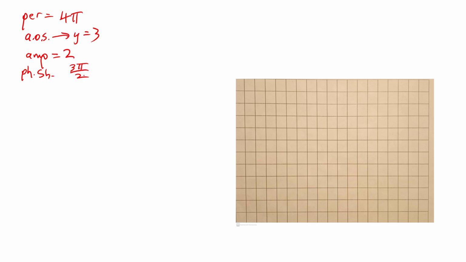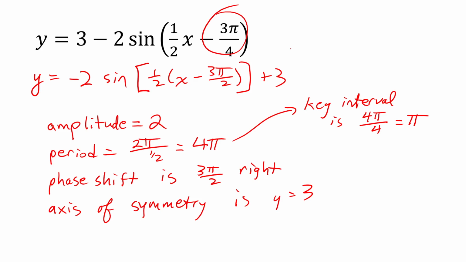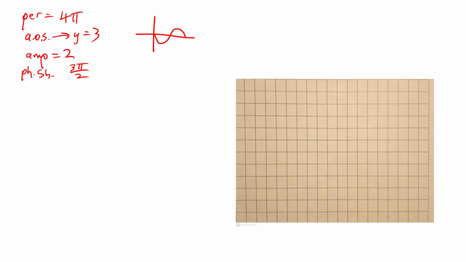Now what we have to do next is ask ourselves, what is our parent function? And for us, our parent function is negative sine x. The reason our parent function is negative sine x is because when we rearranged our curve in the last question, we saw that we had a negative coefficient in front of the sine. So our parent function is going to be negative sine x.